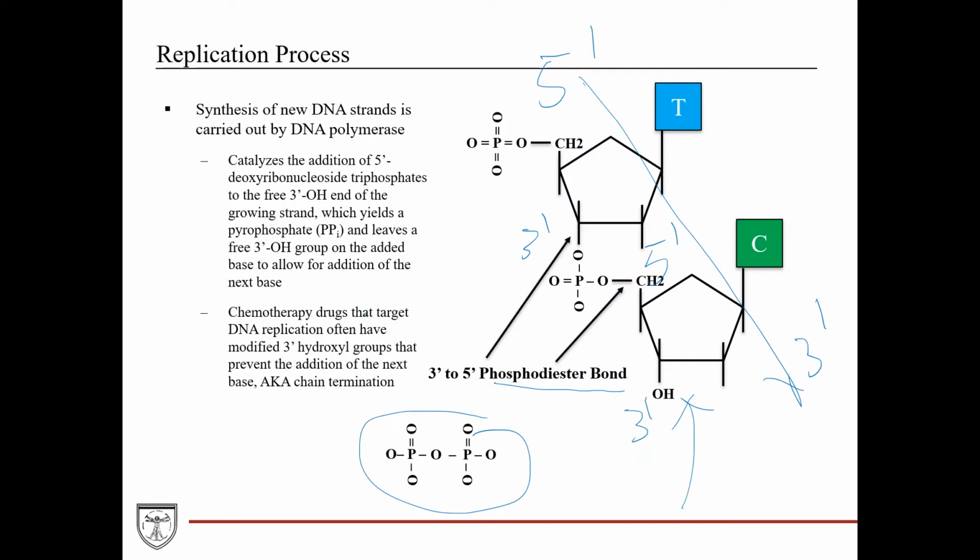Now there's chemotherapy drugs that actually target DNA replication at this exact mechanism. So they have a modified 3' hydroxyl group that prevents addition of the next base. So this chemotherapy drug would come in here like this, and it would bind as if it was the next base. There's no 3' OH group here, so you can't keep adding bases. And so what happens is then DNA replication ends because you can't synthesize any more of the strand, and that's what's called chain termination. And what that results in is that you can't make any more DNA, so you can't do any more cell replication and cell division, and so hence killing the cancer.